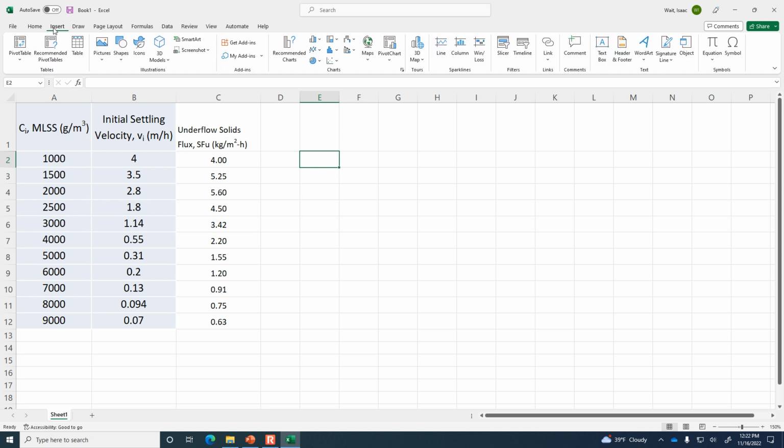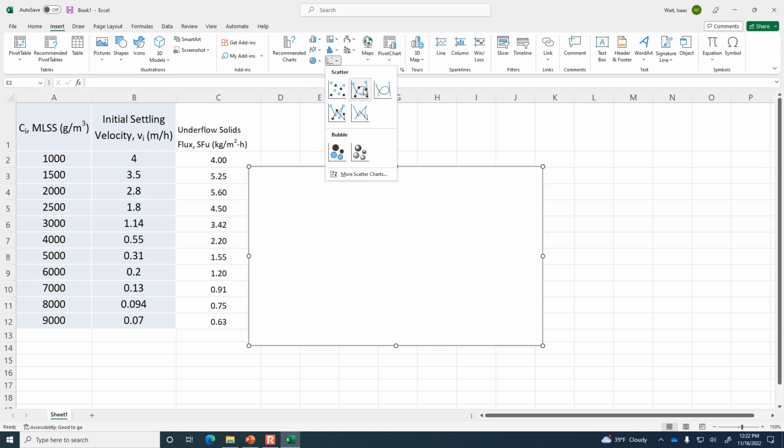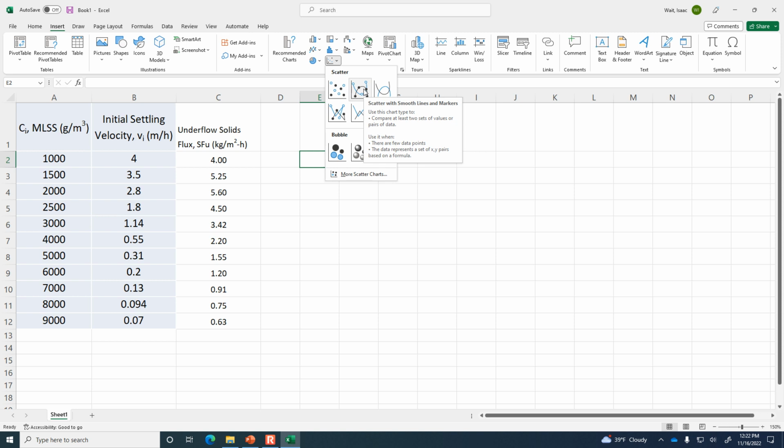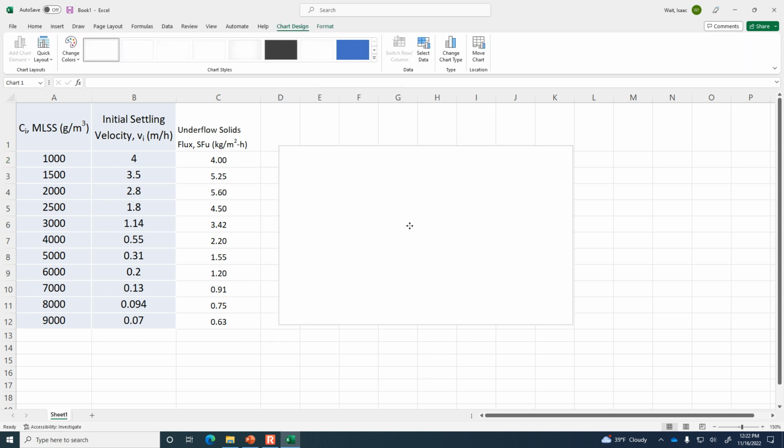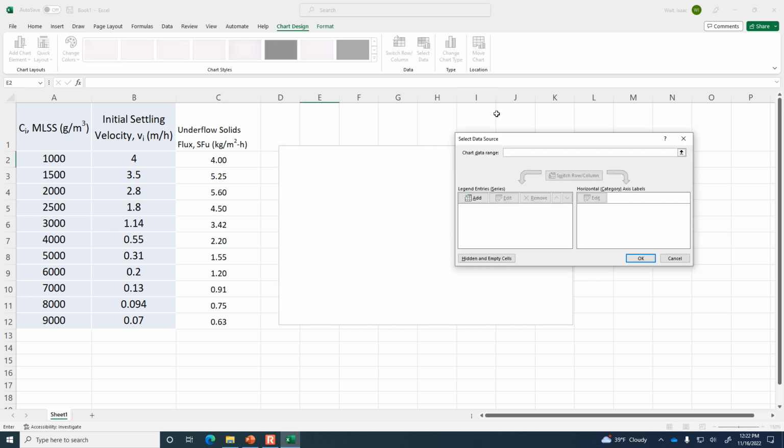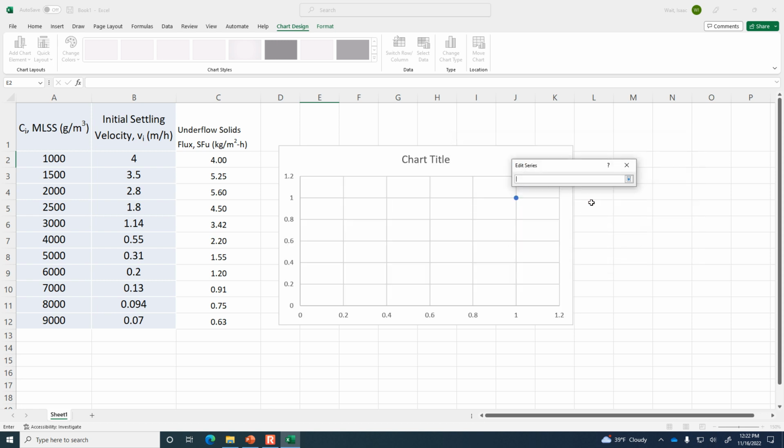Okay, so I'm going to do insert and then this XY scatter plot. And I think for our purposes, it's good to have it be the curved lines, the smooth lines, rather than the jagged just connecting the dots. And I also think it's good for us to be able to see the data points themselves. So I'm going to do this scatter with smooth lines and markers type. So you insert that, and now we have to select the data up at the top. And what we want to select for this, we have to add a series. And on the X values, it's going to be the concentration of mixed liquor suspended solids. Okay, and then for the Y values, we're going to graph the underflow solids flux.